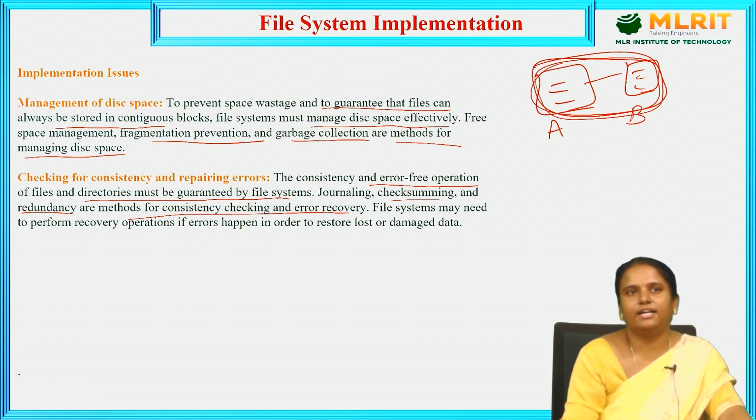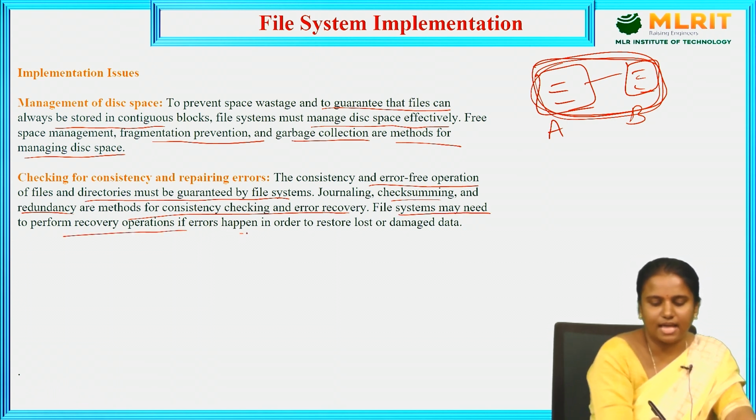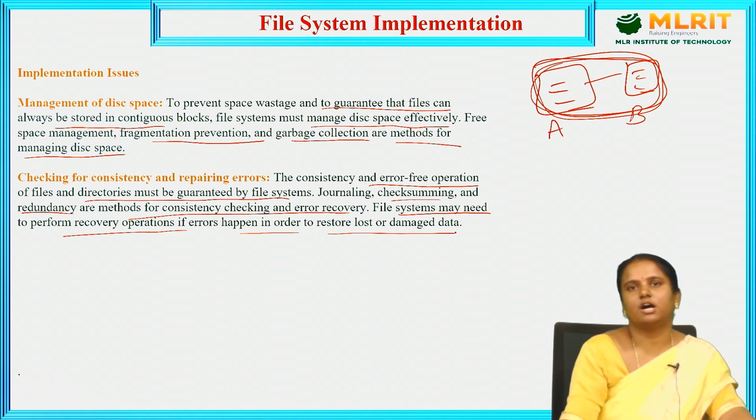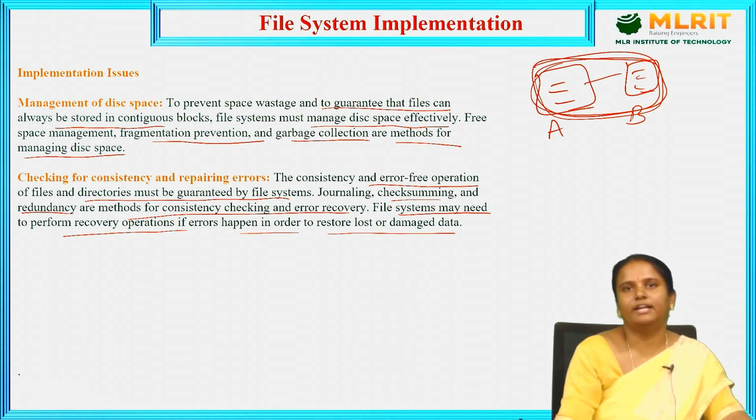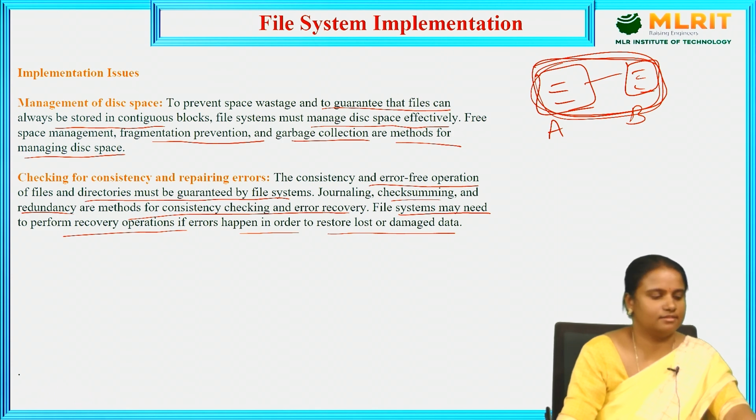Journaling, checksumming and redundancy. File systems may need to perform recovery operations if errors happen, in order to restore lost data. So whenever the data is lost or damaged, we follow some methods or operations to be performed by the file system. Because if the data is lost, we cannot retrieve or restore it. So to perform this operation, checking consistency and repairing the errors is done in the form of journaling, checksumming and redundancy. These are the methods for repairing the errors.